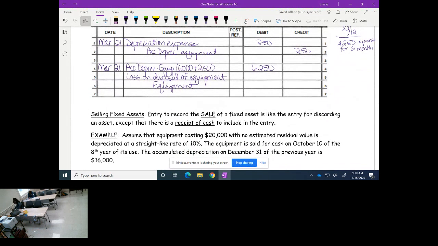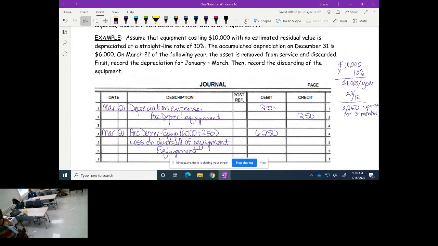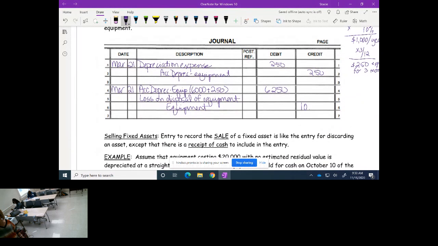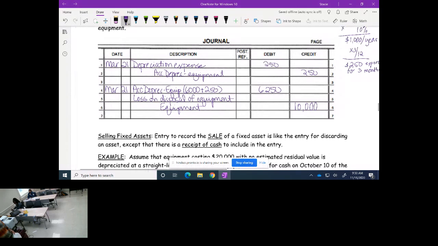Okay, so what are we going to credit equipment for? What's the cost? No, that's accumulated. What was the cost of the asset? 10,000. It's just not fully depreciated yet. So we got to take the whole amount off. We're getting rid of this piece of equipment. Even though we don't have 10,000 of depreciation yet, we still got to take the whole cost off.